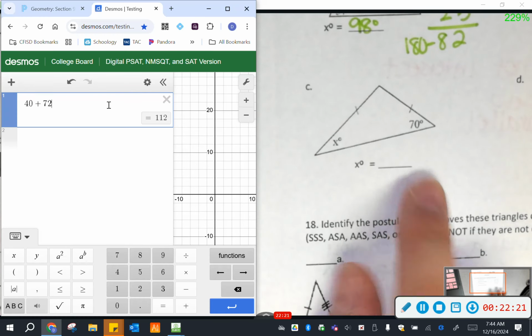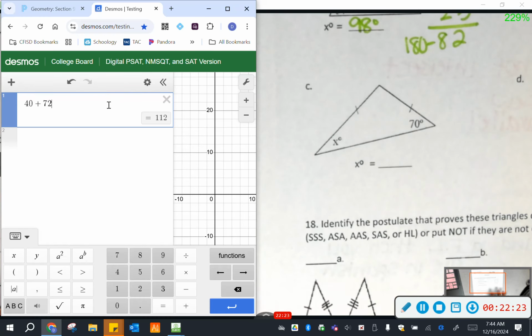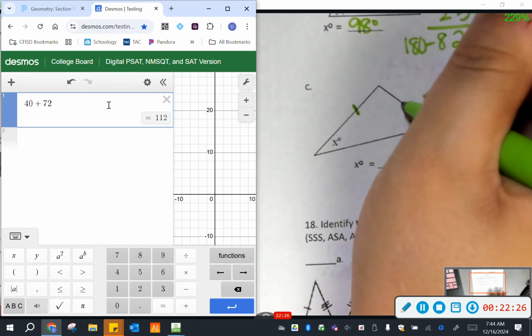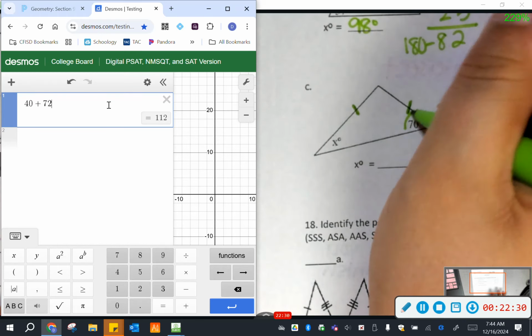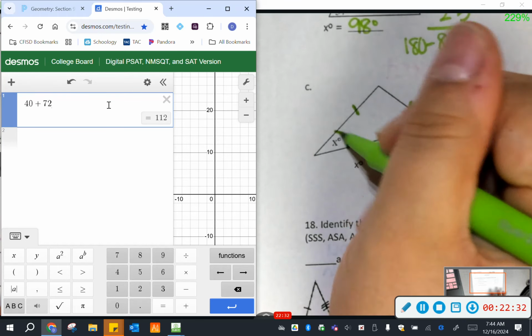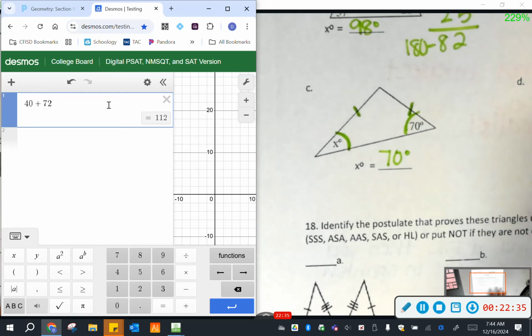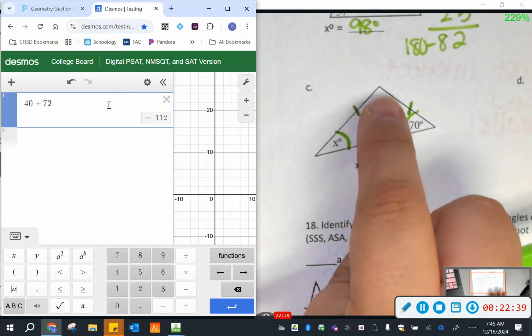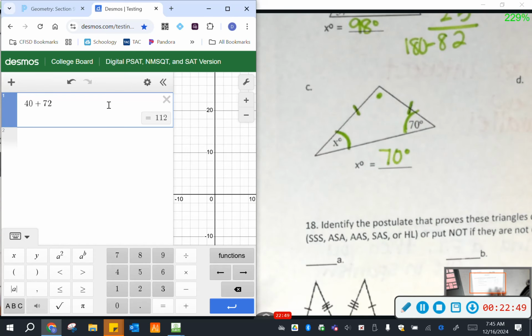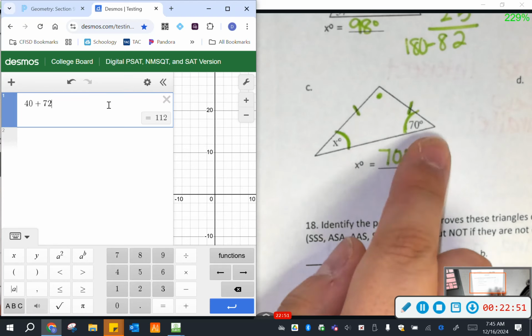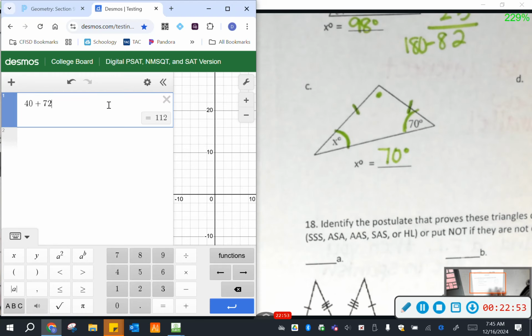For this one right here, what's special about this one? There's tick marks. This picture does not look like it, but it is an isosceles triangle. So if this is 70, what do you know about this one? It's going to be 70 as well. Not that it's asking, but how would I find that one up top? Add 70 and 70 and subtract from 180.